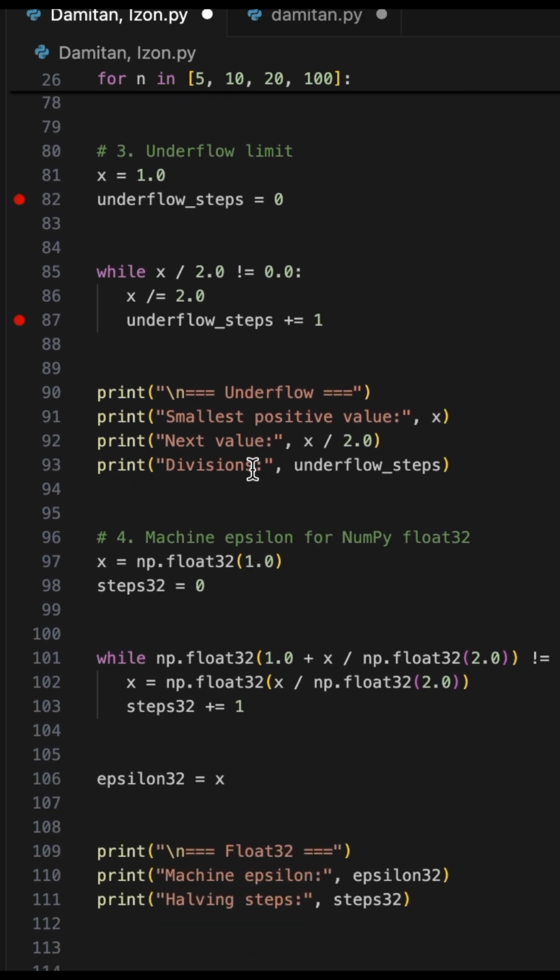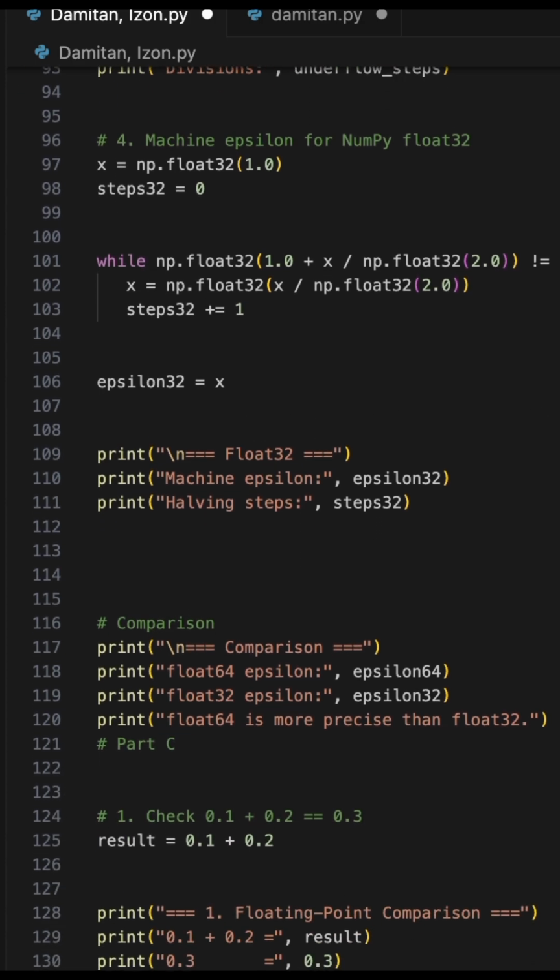Then we have here the underflow limit for number 3. This time, instead of making the number larger, we continuously divide it by 2. Eventually, the number becomes too small that it can no longer be represented as a positive value and becomes 0. This is called underflow. The smallest positive subnormal float 64 value is approximately 4.94 times 10 to the power of negative 324. So this demonstrates the lower limit of floating point representation.